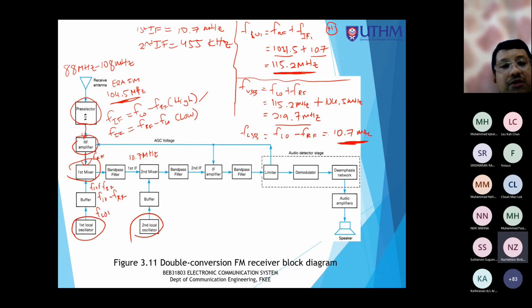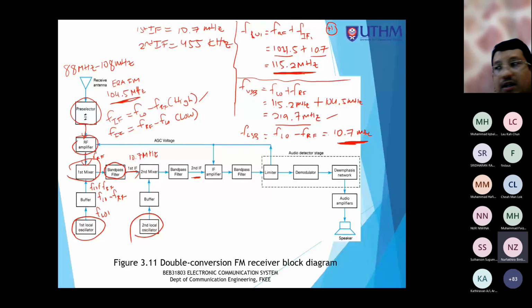It is the job of a band pass filter to select 10.7 megahertz and remove the higher frequency. So 10.7 megahertz will go through the second mixer, and we're going to produce the second IF, which is 455 kilohertz. So now how much is the FLO2?